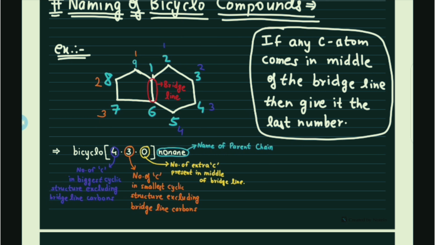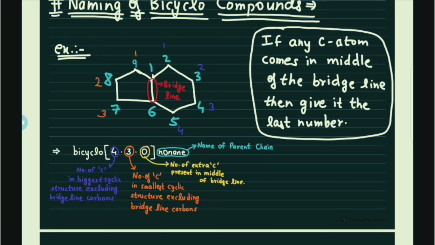Then 4. The number of carbons excluding the bridgehead carbons in the biggest cyclic structure are written here. Then I have written a dot and then we have to write 3. 3 is the number of carbons excluding the bridgehead carbons in the smallest cyclic structure. Then 0. Why 0? As the number of extra carbons present in the middle of the bridge line is 0, we have to write 0.